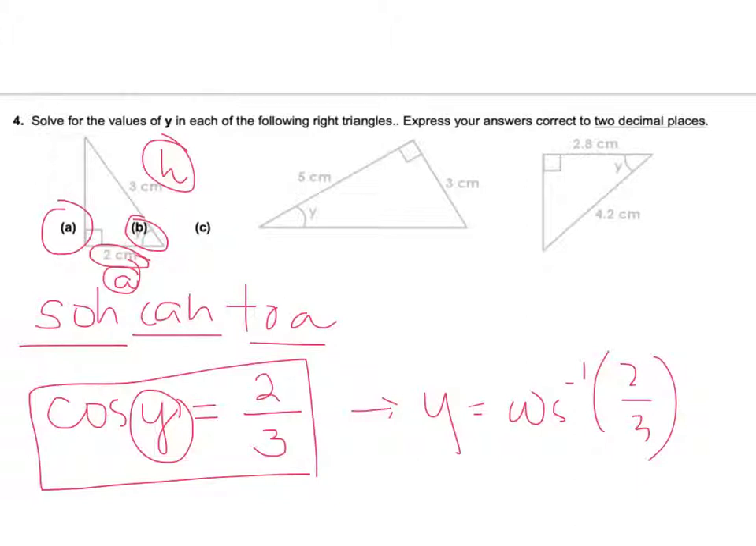Okay, so cosine inverse of 2 over 3. Just find that in the calculator. Okay? Can you do that on your own? Okay, let's go to the next one.